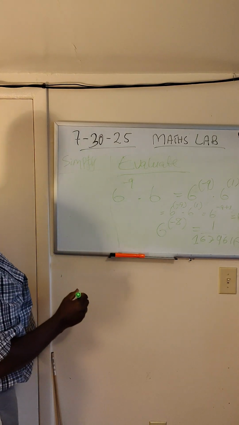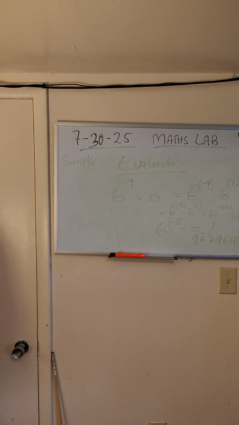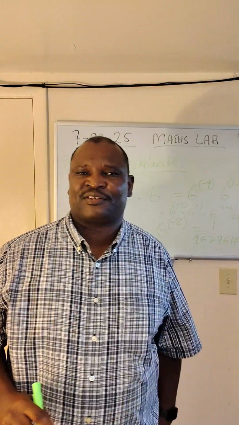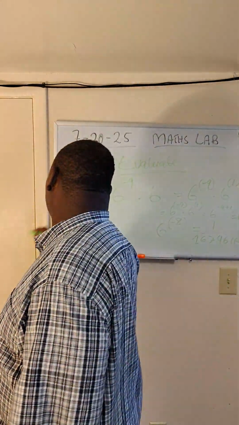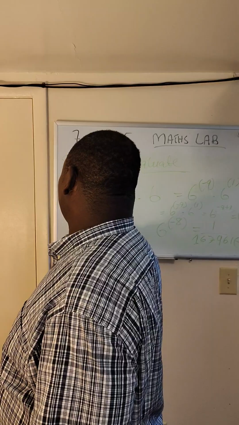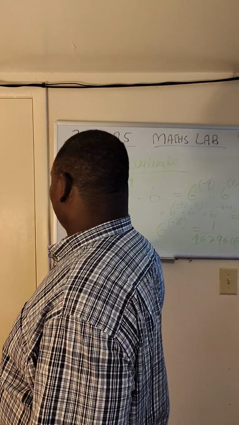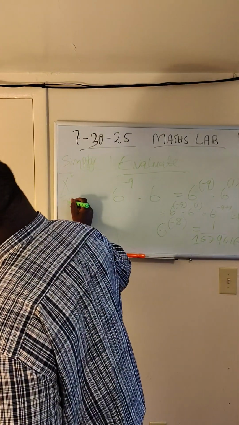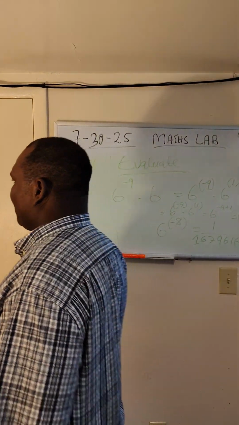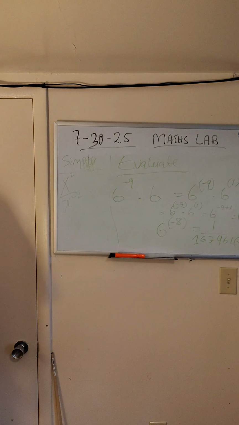So now we are simplifying x raised to the power of 2 divided by x raised to the power of negative 2, that is, x raised to the power of 2 over x raised to the power of negative 2. So how do we do that?